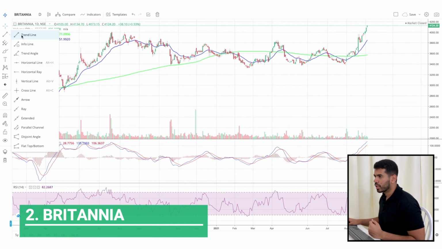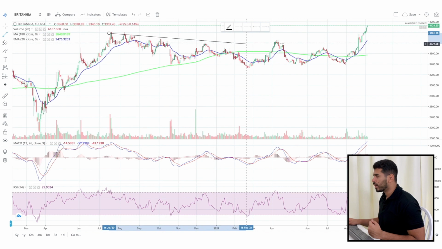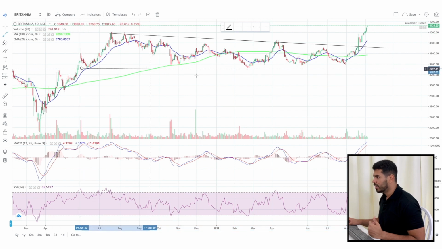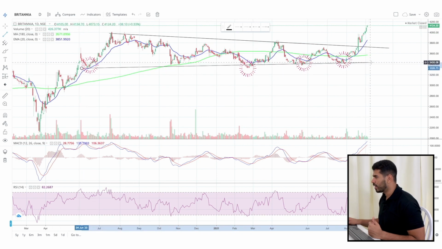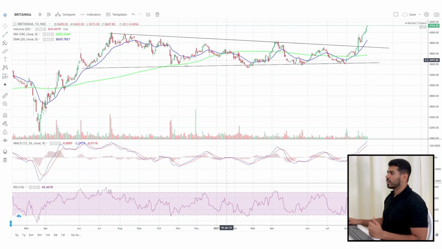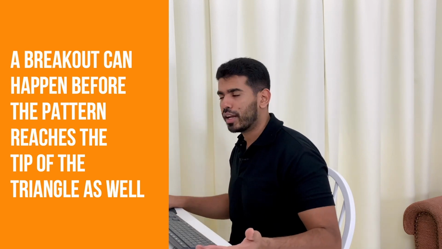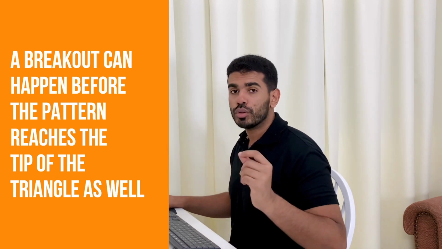So if you see from here, if you actually can draw a triangle, and here as well, right? The straight line, and this is a triangle. So in most cases, you will not get an exact triangle where, at the end, the breakout happens. It's not necessary. A breakout can happen before the main tip of the triangle as well. So this is something which you need to understand.